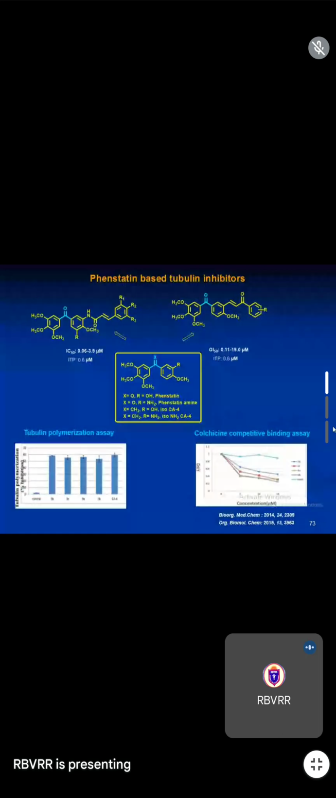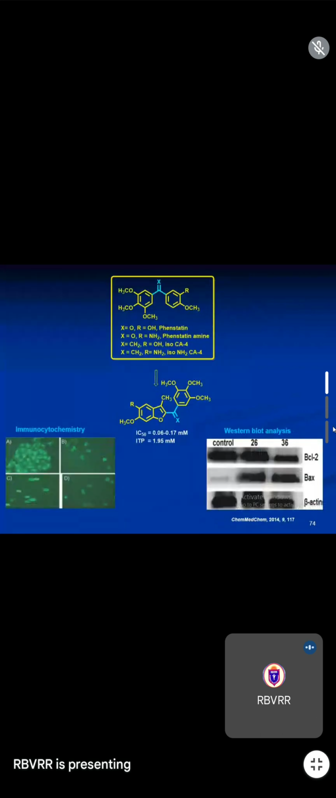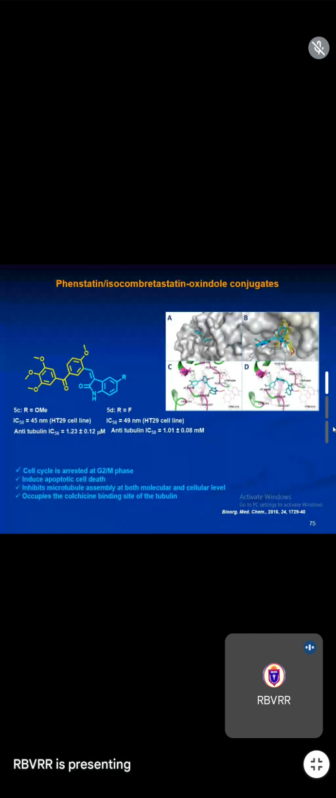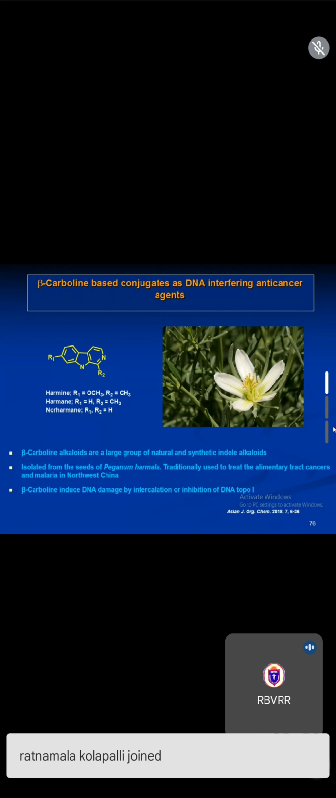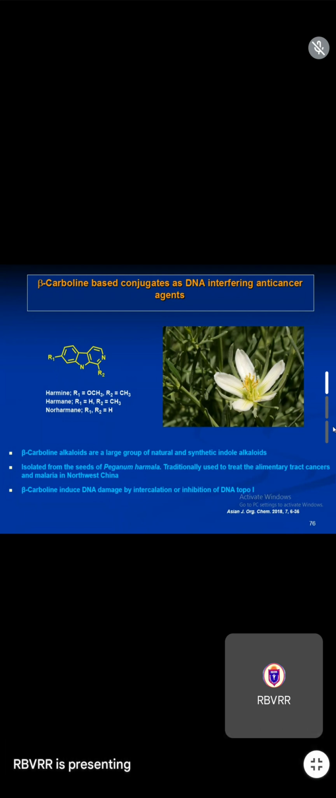This is again phenstatin, a basic system, which is again an important one, where people use different scaffolds with different modifications. And we have done quite interestingly, bringing phenstatin as well as isocombretastatin oxindole type of a conjugate. So if you see, each component has been brought into one scaffold. And that is where we could get some very interesting results in this too, including the tubulin inhibition activity. So this is another scaffold, which will be the last one I would say very briefly, the beta carboline. And this is a very simple molecule from a natural product point of view, not very complex.